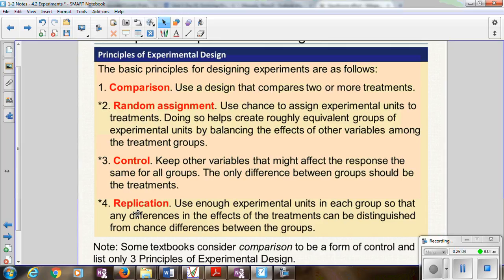And a lot doesn't necessarily mean like 200. It could mean 5. But you do want to see the same results occurring for many individuals. And like I said before, comparison isn't always considered one of the principles of experimental design because it's lumped into control. If you have a control group, then it implies that you're comparing a control group to a treatment group. So the comparison is already implied within the control.